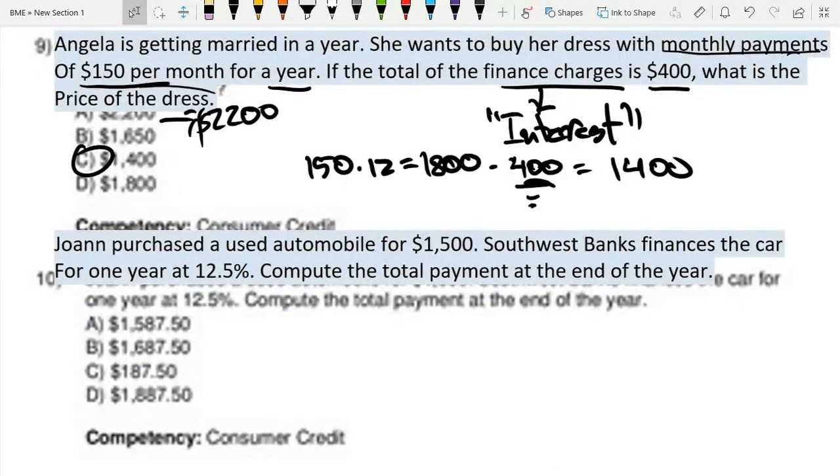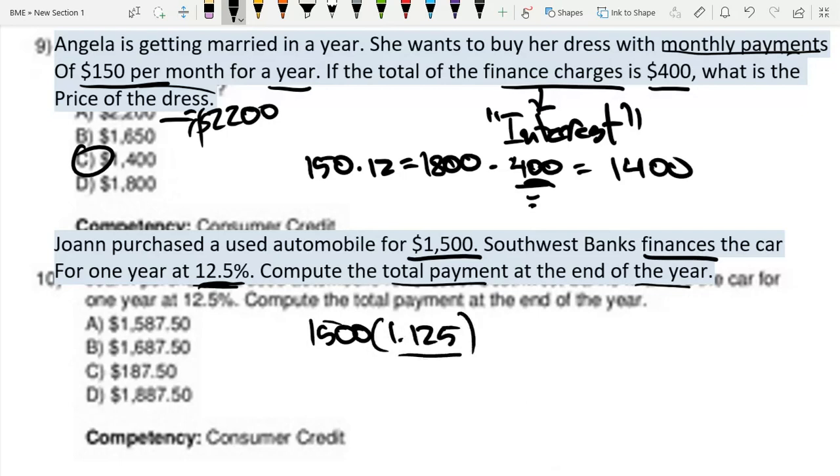Next question. Joanne purchased a used automobile for $1,500. Southwest Bank finances, meaning they pay for the car, for 1 year at 12.5%. Compute the total payment at the end of the year. So this is equal to 1,500 times 1.125.